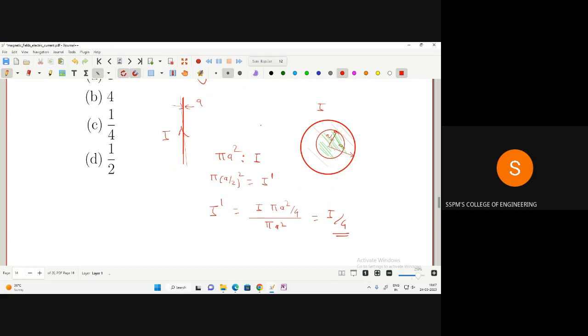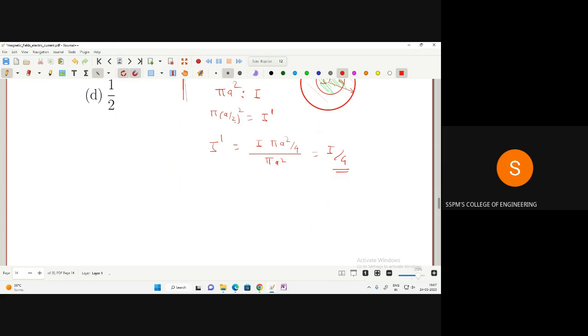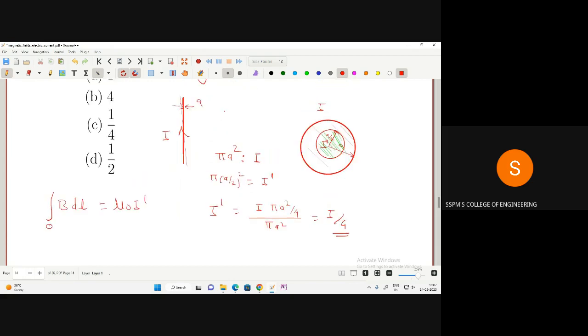ह्या सेक्शन मधून करंट I प्राइम फ्लो होणार, अँड I प्राइम इन टर्म्स ऑफ I इज I डिवायडेड बाय 4 असणार. त्याच्यानंतर मग एम्पियर सर्किटल लॉ अप्लाय करायचं. एम्पियर सर्किटल लॉ स्टेट दॅट ∮B·dl इज इक्वल टू μ0 I प्राइम घ्यायचं, वेर B इज अ कॉन्स्टंट. आणि याचा पूर्ण सर्कम्फरन्स किती असतो तुम्हाला माहिती आहे. आता ह्या सर्कलचा किती असणार सर्कम्फरन्स? 2 पाय a/2 असणार आहे, म्हणजे पाय a असणार.